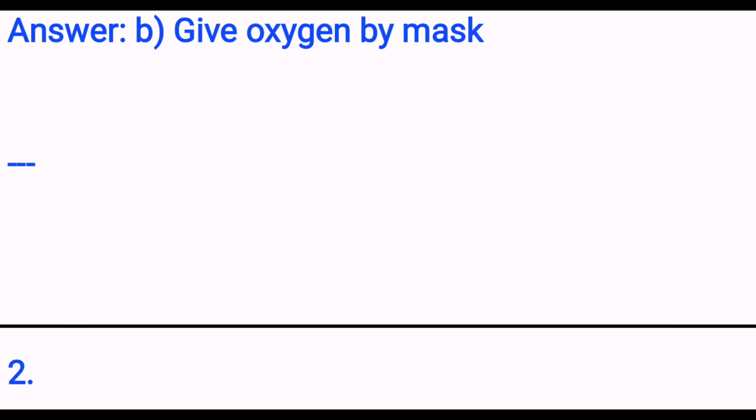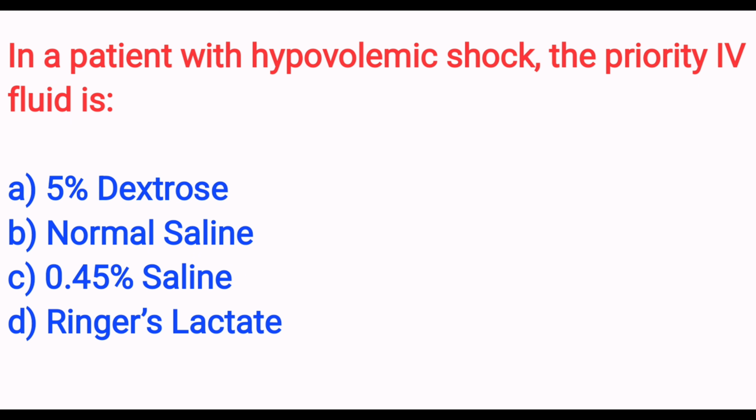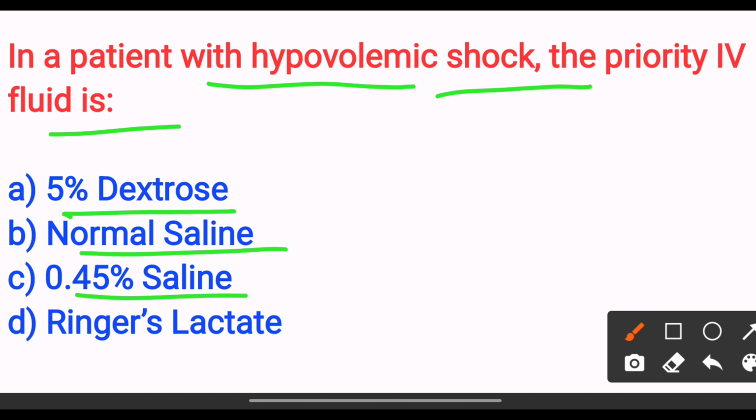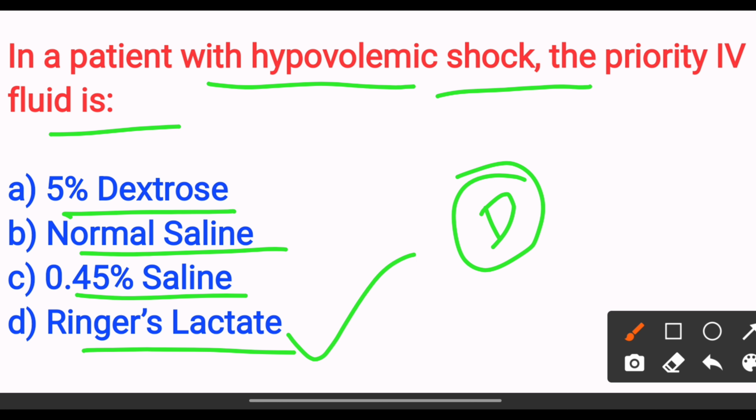Next, in a patient with hypovolemic shock, the primary IV fluid is: option A, 5% dextrose; option B, normal saline; option C, 0.45% saline; option D, Ringer's lactate. The answer is option D. Ringer's lactate should be given to the patient for hypovolemic shock.